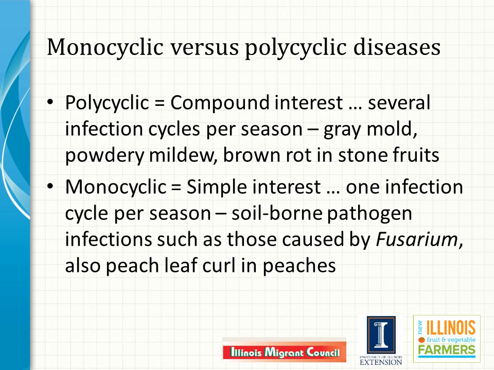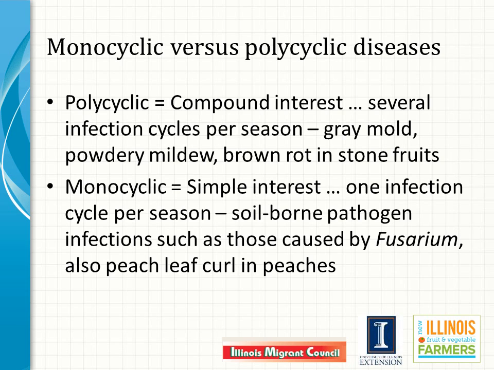Gray mold of strawberries and other crops is called a polycyclic disease. The production of new inoculum, spores in this case that are called conidia, on infected tissues can initiate additional infection cycles as the season progresses. Polycyclic diseases, also called compound interest diseases, include gray mold, powdery mildew, brown rot in stone fruits, and many others.